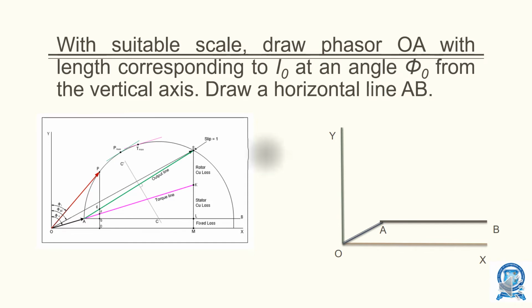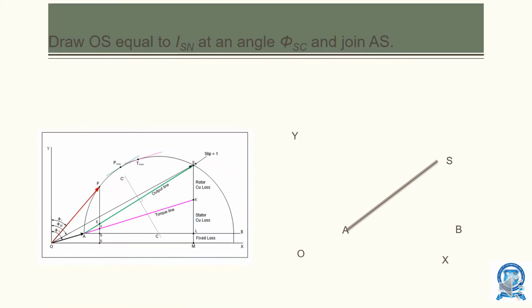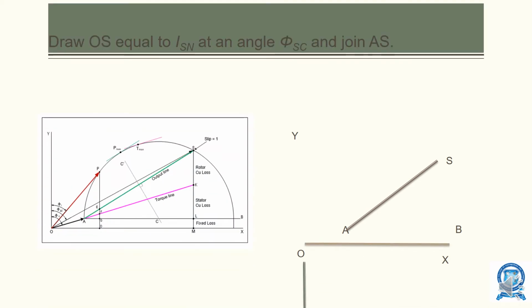Next step. Draw OSN equal to ISN at the angle of phi SN. You are going to extend this from phi SN. So this is OSN.